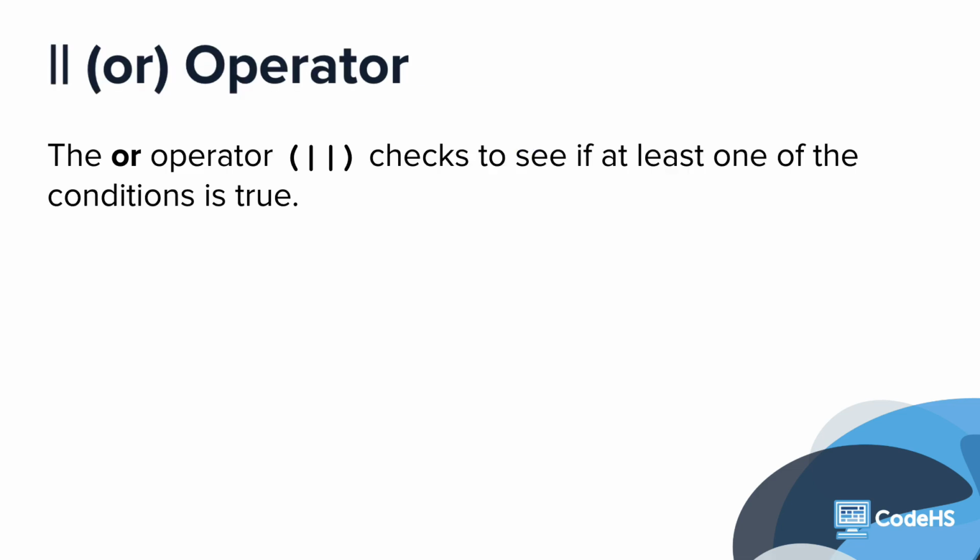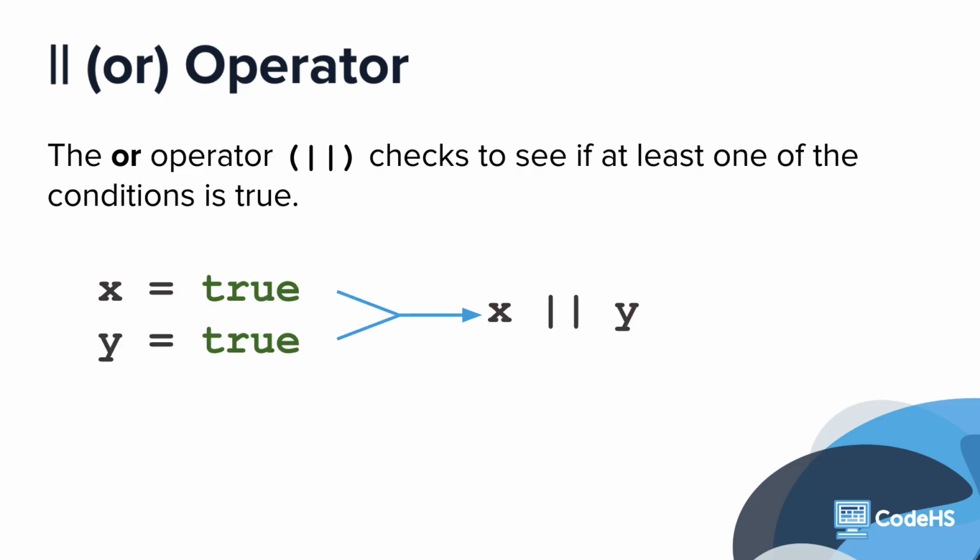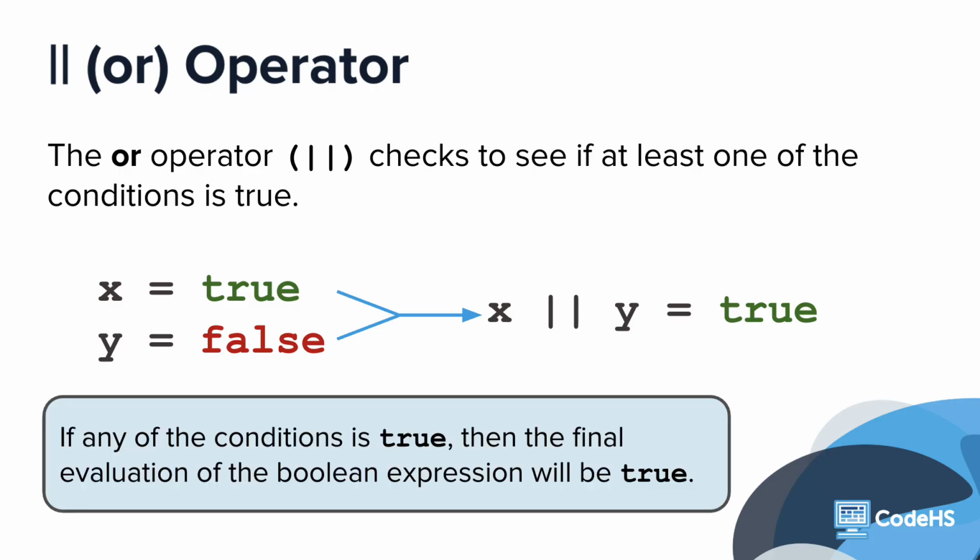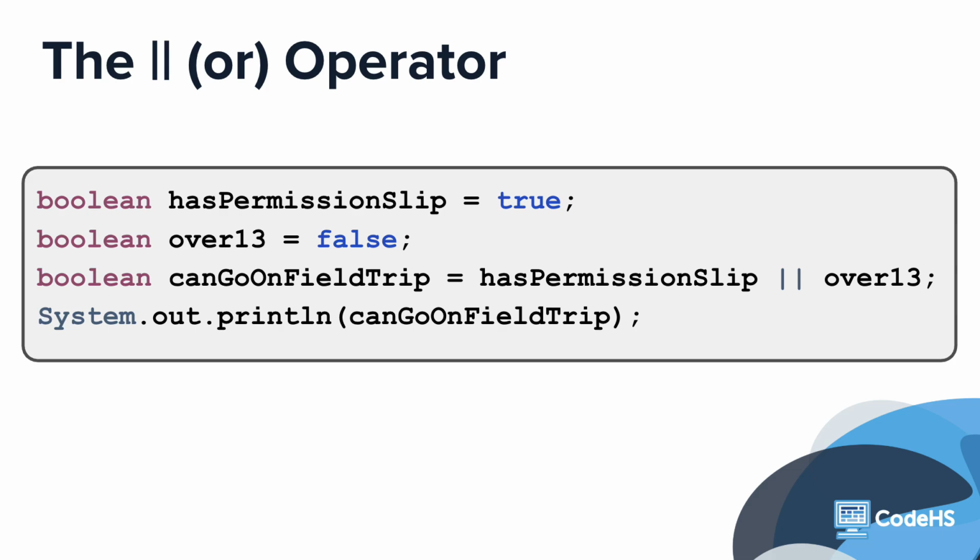true. The OR operator checks to see if at least one of the conditions is true. For example, if both x and y are true, then x or y would evaluate to true, because at least one of the values is true. Or another example, if x is true and y is false, then x or y would evaluate to true, because at least one of the conditions was true. When using the OR operator, if any of the conditions is true, then the final evaluation of the Boolean expression will be true.